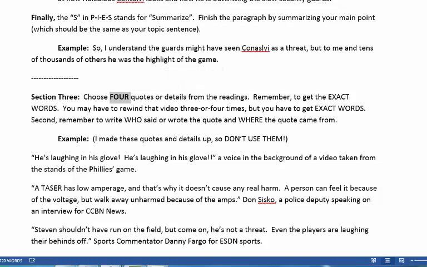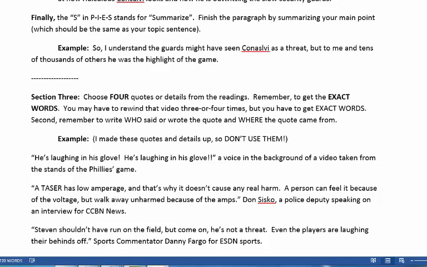Here you need to choose 4. Now, if you want full credit, you see it highlighted there? You've got to actually have 4 quotes or details from the readings. Remember, a quote means the exact words, not sort of the words, not kind of what you remember, but the exact words somebody said in the videos or the exact words somebody wrote in the articles. That means you've got to sometimes stop the video, rewind until you can get the exact words.